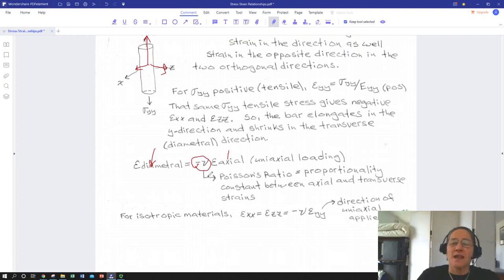So in the next lecture, we're gonna do a little bit of mathematics, and we're going to look at how stress, strain, elastic modulus, and Poisson's ratio all work together to allow us to calculate stress and strain in materials with different loading and ultimately at different orientations with respect to the loading directions. So stay tuned.